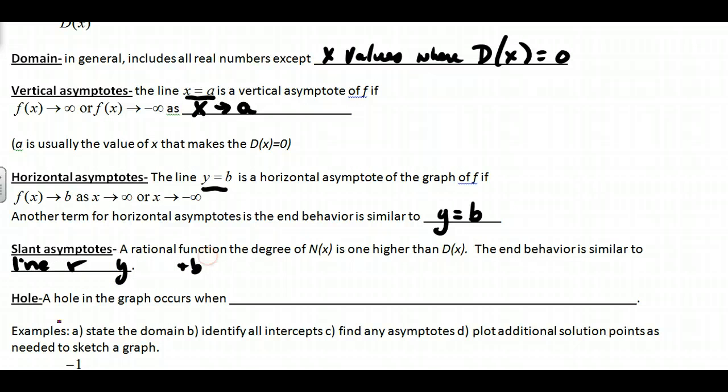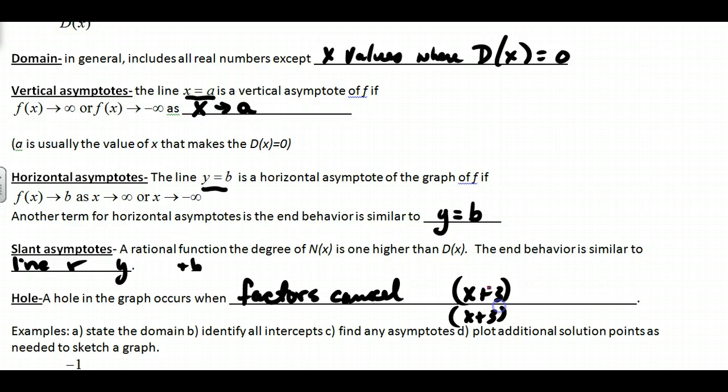Then a hole. A hole occurs in a graph when factors cancel. Polynomial factors cancel. So for instance, if I have x plus 3 over x plus 3, one in the numerator, one in the denominator, they would cancel and we get a different behavior, but then we're still undefined at x equal to negative 3. But it's not a vertical asymptote. It's going to be a hole in the graph. Some of you have seen that before.